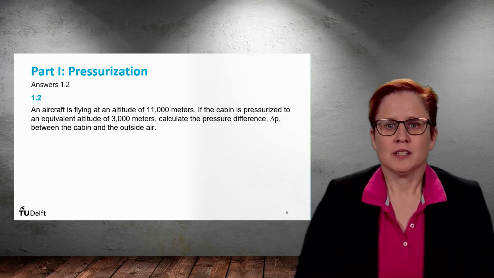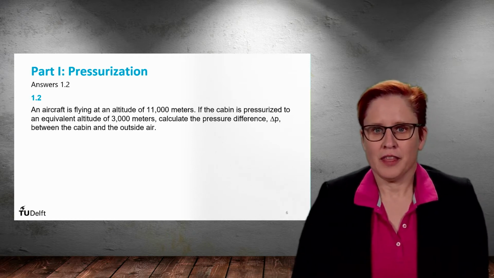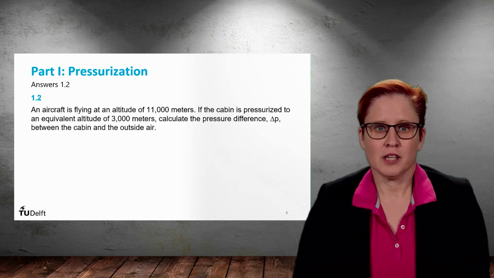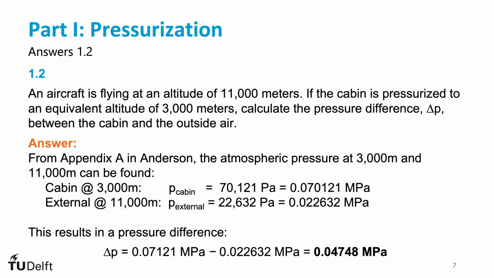Question 1.2 is: an aircraft is flying at an altitude of 11,000 meters. If the cabin is pressurized to an equivalent altitude of 3,000 meters, calculate the pressure difference delta P between the cabin and the outside air. To get the answer, first you look up from Appendix A in Anderson the atmospheric pressure at 3,000 meters and again at 11,000 meters. Then calculate the difference between the two, which gives 0.048 megapascal as delta P.